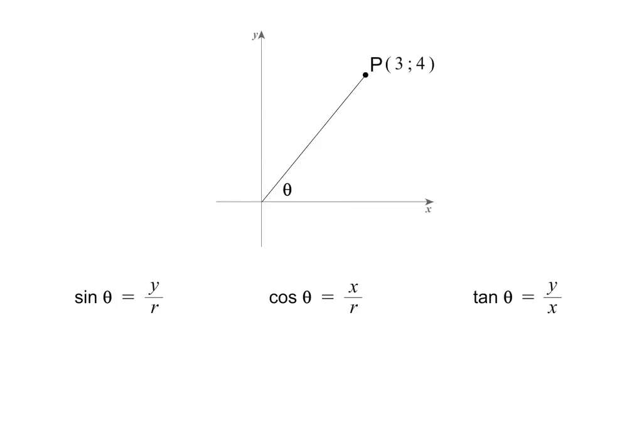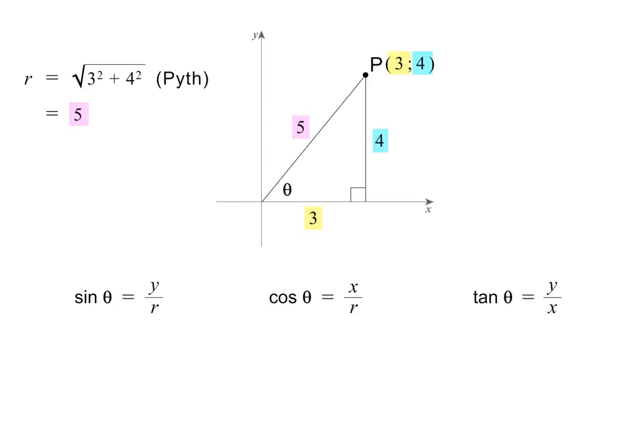Let's see how to use these ratios if they give us the point 3, 4. First, we complete a right-angled triangle by drawing the following line perpendicular to the x-axis. The x-coordinate of P is the length of the side on the x-axis. The y-coordinate of P gives the length of the side parallel to the y-axis. To find the length of R, the hypotenuse, we again need to use Pythagoras. The length of R is therefore 5.